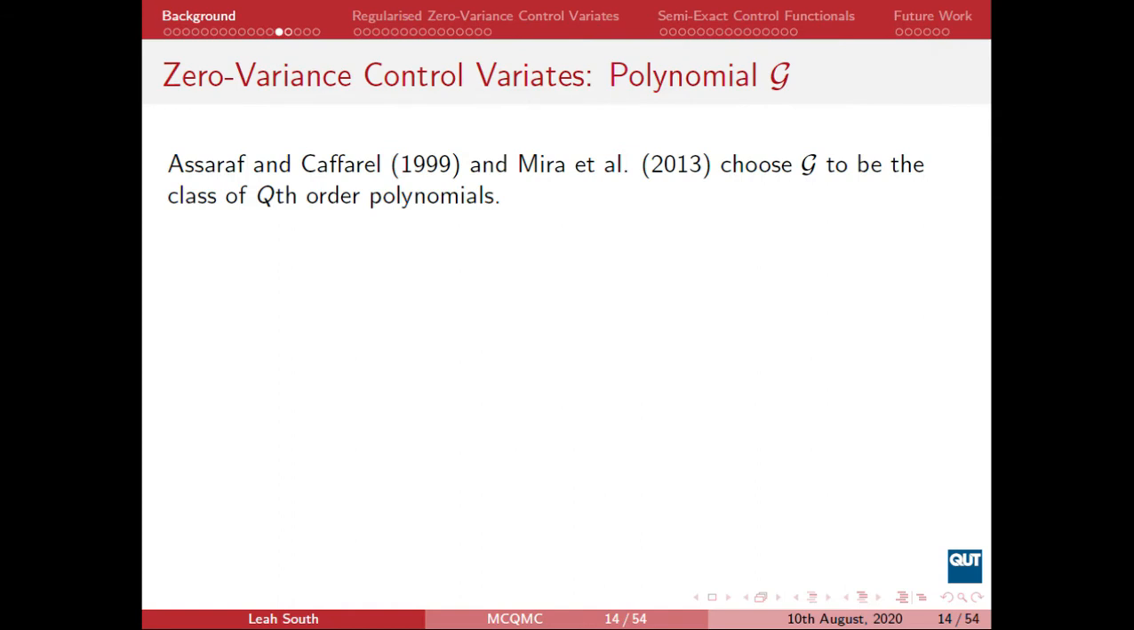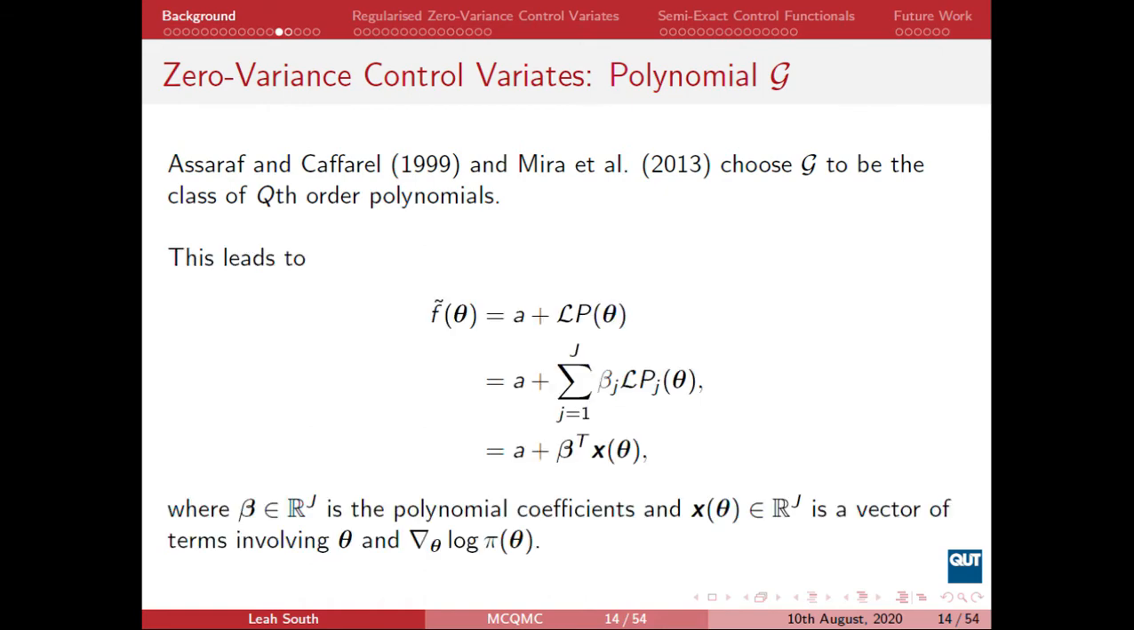The first one is choosing g to be a qth order polynomial. So this is relatively simple to implement, and this came from Assaraf and Caffarel in 1999 in the physics literature, and Antonietta Mira and others brought that into the Monte Carlo and statistics literature with some theory. So what we have is that our function g is just some polynomial, and a polynomial can be written as a weighted sum of monomial terms. So that's what we've got here. The Stein operator is just a linear differential operator, so that's how we get to this line. And finally we end up that our function f tilde is a constant plus some coefficients times x, where x is just a vector of terms involving theta and the gradients of the log target.